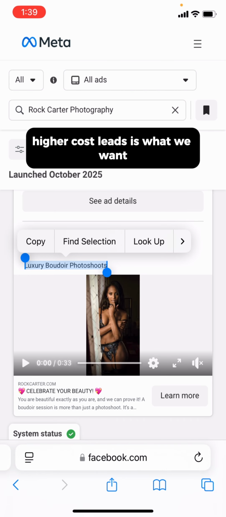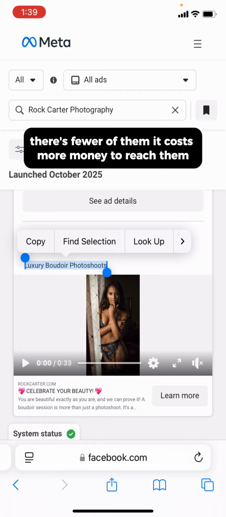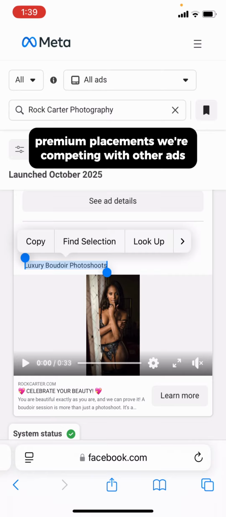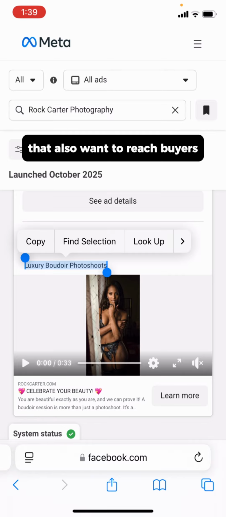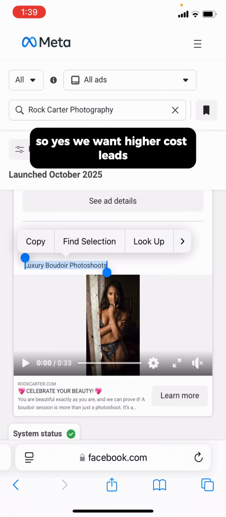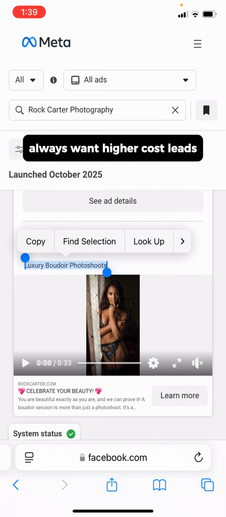Higher cost leads is what we want. That normally results in lower cost per acquisition because it's more specific. It's a higher quality lead. There's fewer of them. It costs more money to reach them. Premium placements, we're competing with other ads that also want to reach buyers. So yes, we want higher cost leads. We always, always, always want higher cost leads. All right, so those are 10 mistakes.